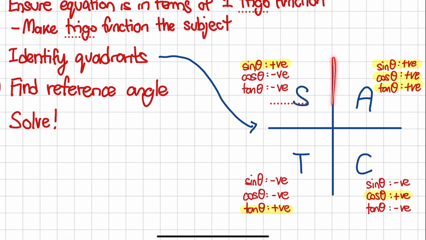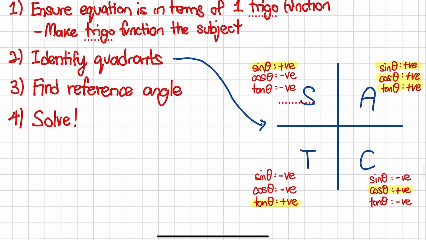In the first quadrant here, A stands for all the Trigo values here. Sine theta, cosine theta, tangent theta, all positive. Second quadrant, only sine theta is positive. The rest are negative values. Third quadrant, only tangent is positive. And the fourth quadrant, only cosine is positive. Okay, so this will help you identify which quadrant your angle lies in.